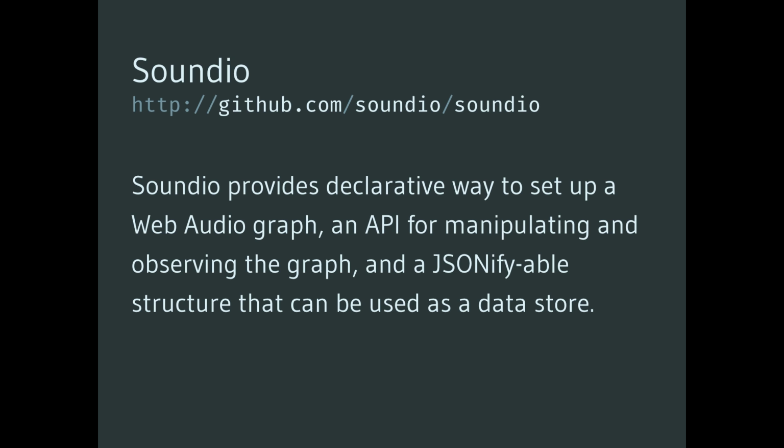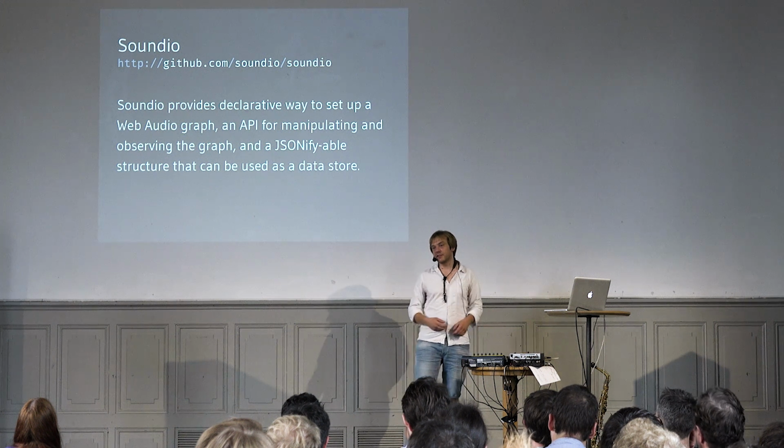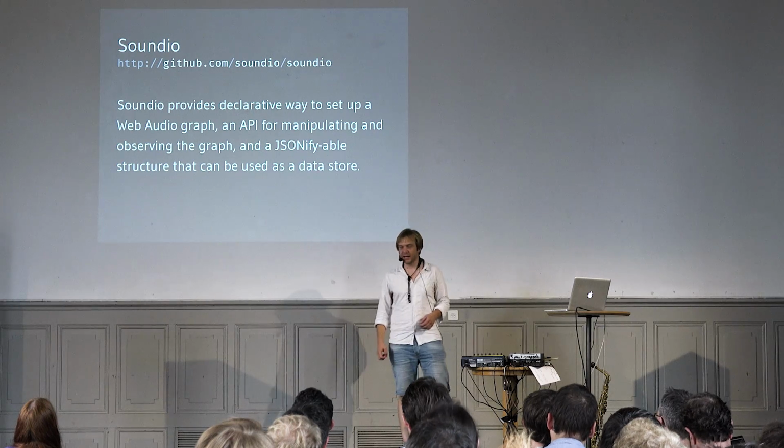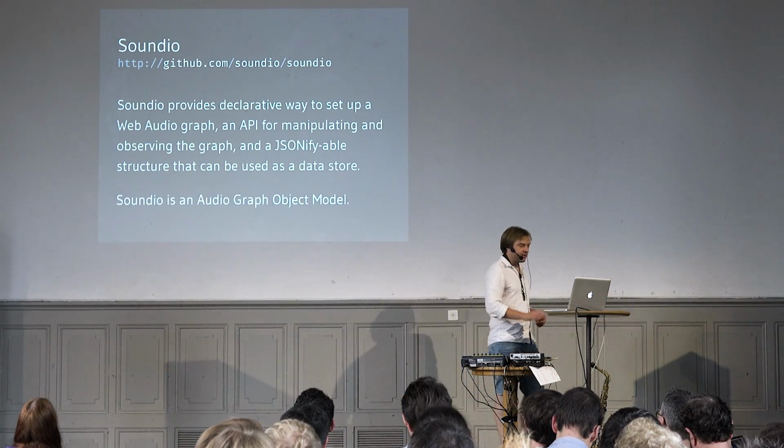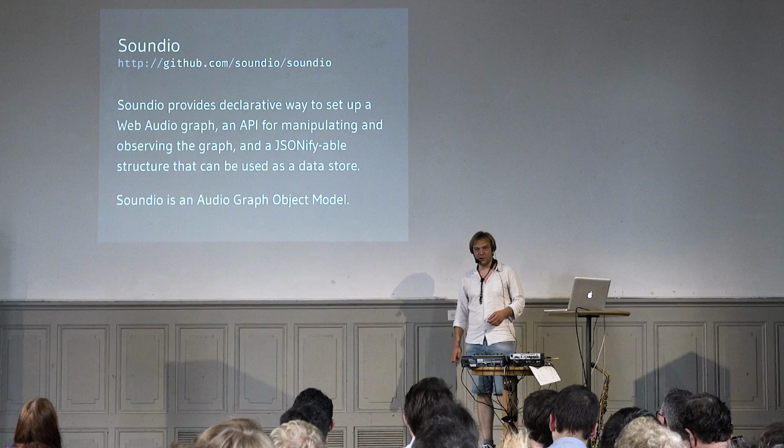Because it's JSONifiable, this means that you can take a patch that you've made in Sound.io, install Sound.io on a separate web page, and install that patch and you get the same web audio graph back again. Sound.io is, in effect, an audio graph object model, a bit like the DOM object model, but for audio graphs.